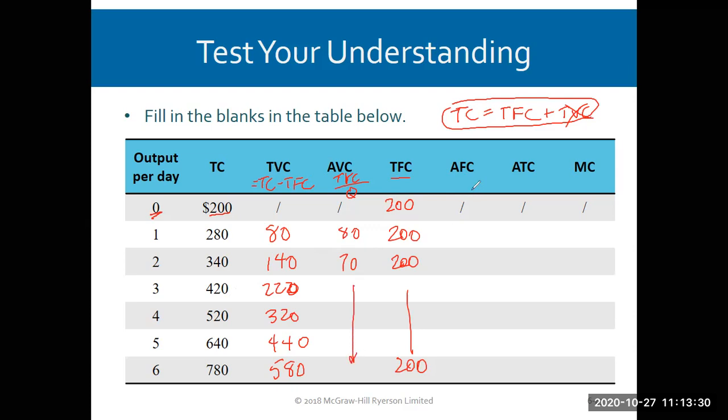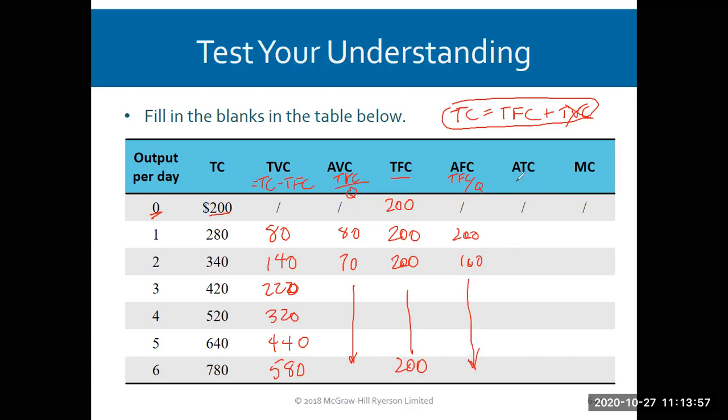How do we get average fixed cost? Well, right from the formula, total fixed cost divided by quantity. What's my total fixed cost? Well, that's 200 no matter what. So this one's not so bad. 200 divided by 1 is 200. 200 divided by 2 is 100. 200 divided by 3, I'll let you do the math yourself and you figure all those in.